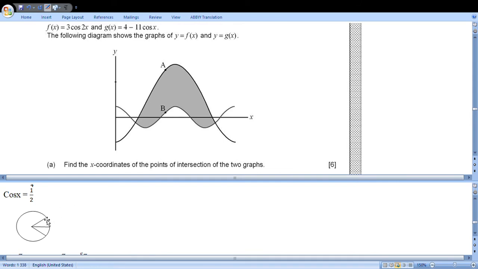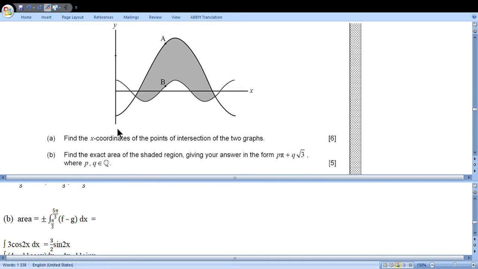So cosine x equals 1 over 2 corresponds to two values in our range. One value is pi over 3 and another value is 2 pi minus pi over 3. If we look at the unit circle, we have the same value of cosine. The value of cosine will be here. Right, so this question is done.